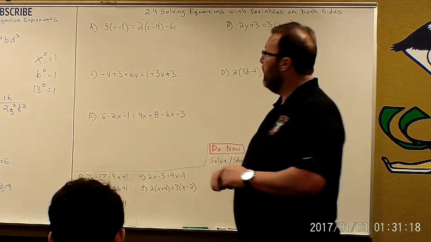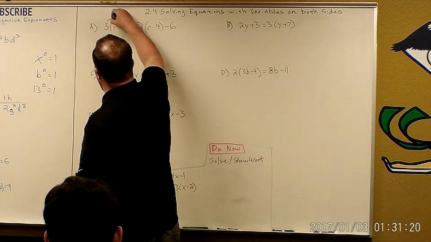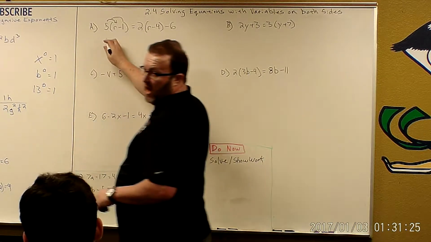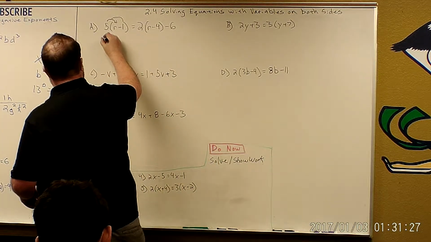The parentheses, right? So we have distributive property, which means we need to multiply this by this and this by this, right? So the way we multiply 5 by r is rewrite 5r. Write this down, please.